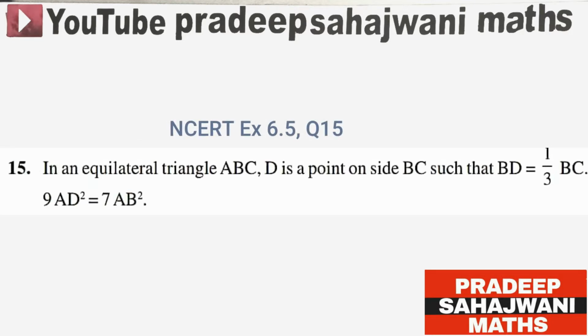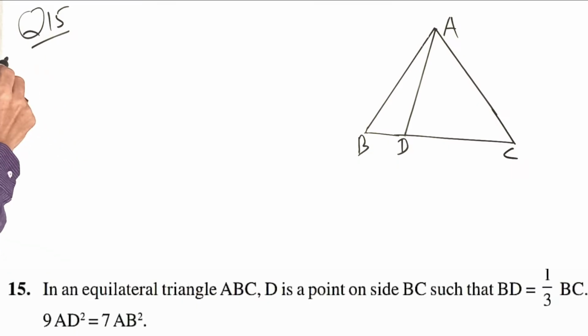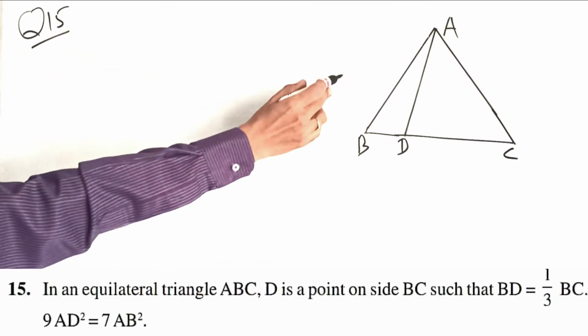Class 10th, in important questions of the similar triangle, let us solve today question number 15 of exercise 6.5. In an equilateral triangle ABC, D is a point on side BC such that BD is equal to 1/3 of BC. Prove that 9AD square is equal to 7AB square.